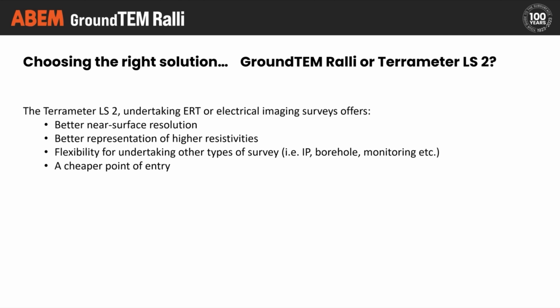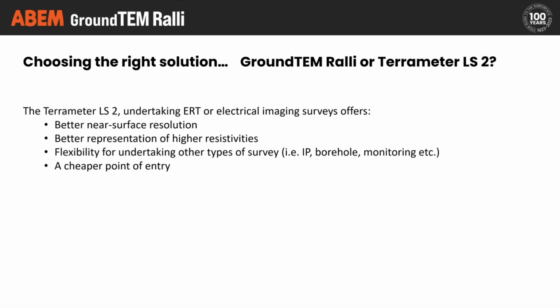Obviously, having a system like an LS2 opens up other applications. It's an alternative way, a very good way, of collecting IP data. We can do borehole measurements. We can set things up for remote monitoring. There are these other applications, whether it's lab measurements or field measurements, that we could be doing with that system. And then finally, something you don't often get to say about an ERT imaging resistivity system: it's actually a cheaper point of entry than a mobile TEM system.